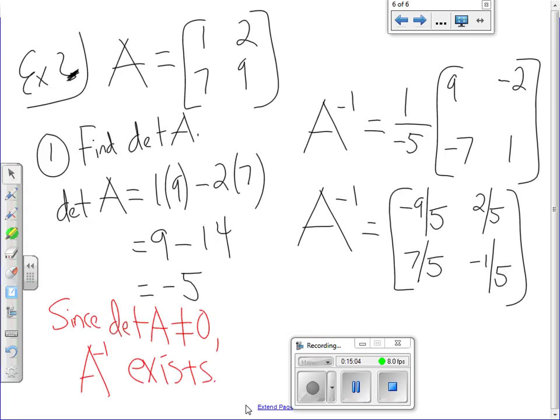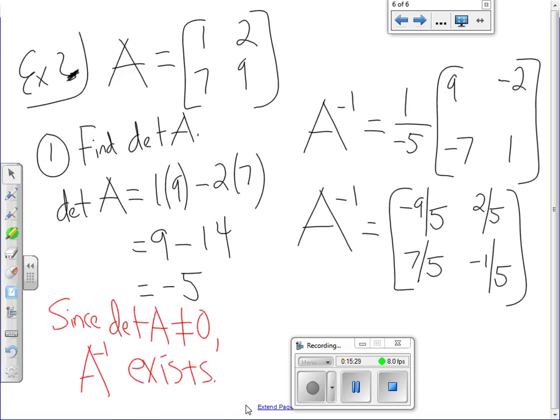All right, check it out. What I got for my A inverse was first column, negative 9 over 5, 7 over 5. Second column, 2 over 5, and negative 1 over 5. Hopefully you got the same thing. If you didn't, that's okay. This is a learning process. You're going to make mistakes. It's cool. See if you can find where your mistake is. If you can't find it, call me over. Be glad to help.